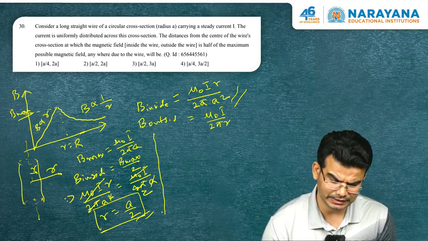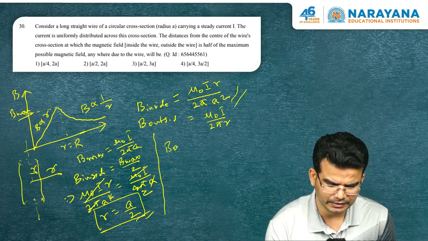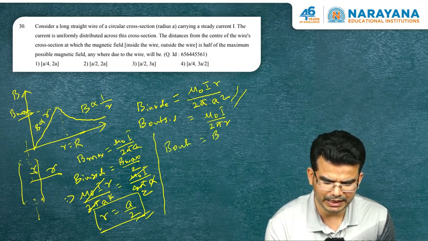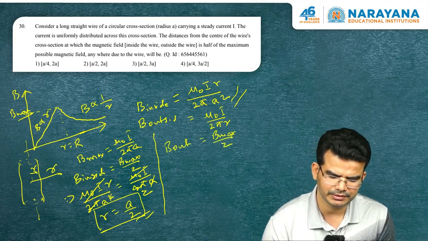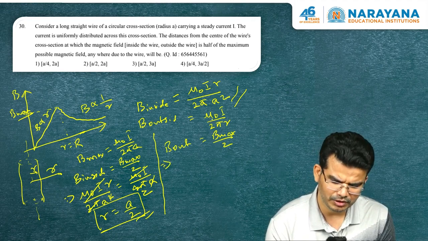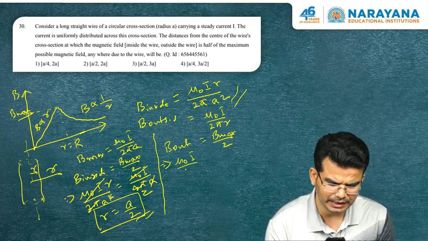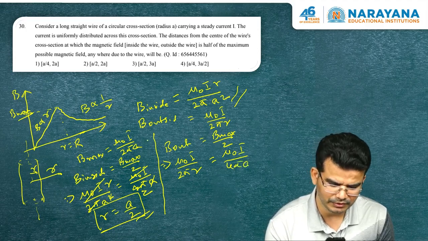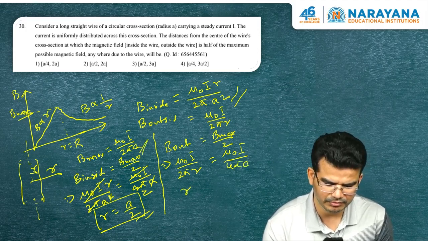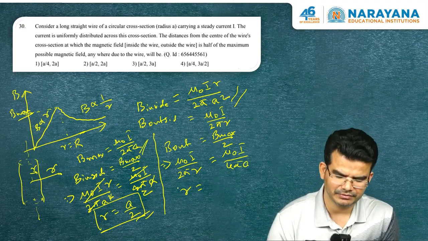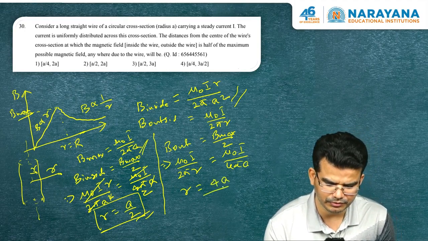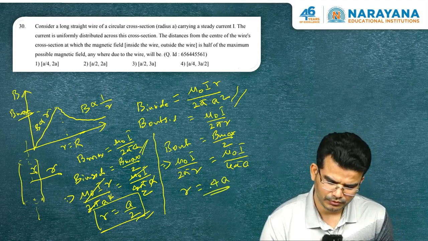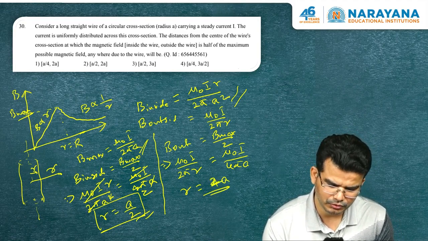For outside, let us use B outside, which is again equal to B maximum by 2. What is B outside? The formula is mu naught I upon 2 pi r, and this must be equal to B maximum by 2. Now we can say mu naught I upon 4 pi a, because B maximum we have written this, so it is half. From here we are getting R equal to how much? R equal to 4a, no sorry, R equal to 2a.